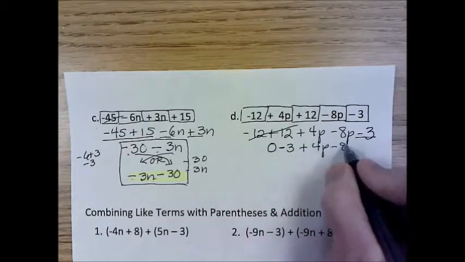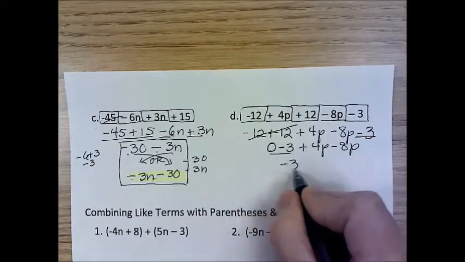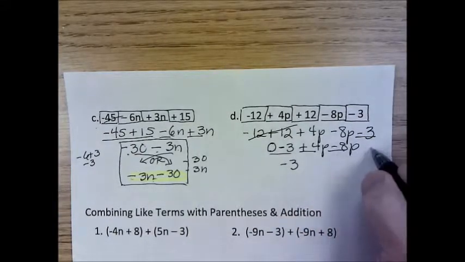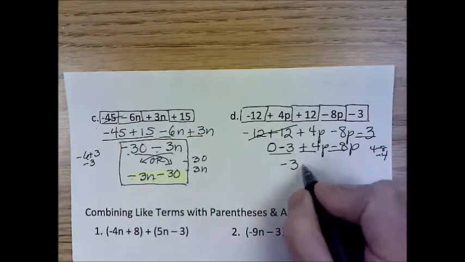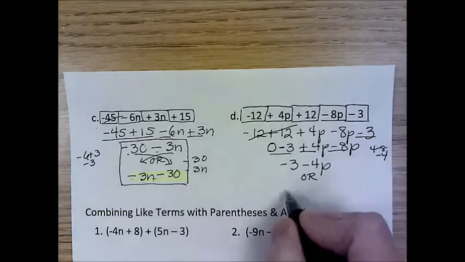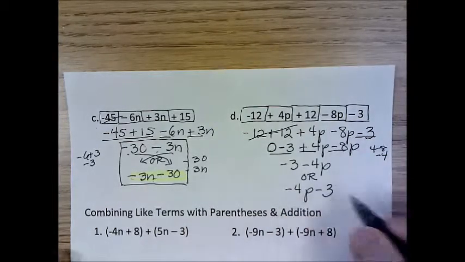Plus 4p minus 8p. So 0 minus 3 is negative 3. And then plus 4p minus 8p. So 4 minus 8 would be negative 4. This would be negative 4p. Or if we reverse our 2 terms, this would be negative 4p minus 3.